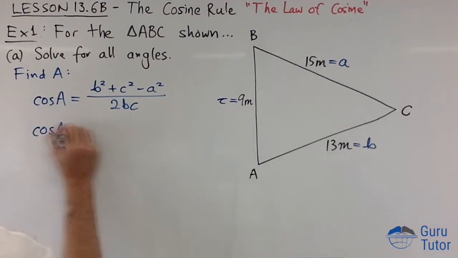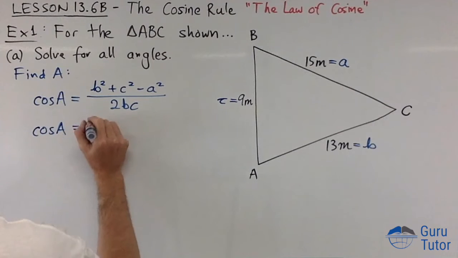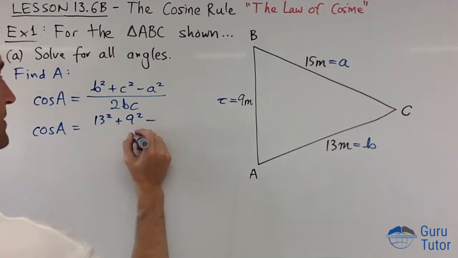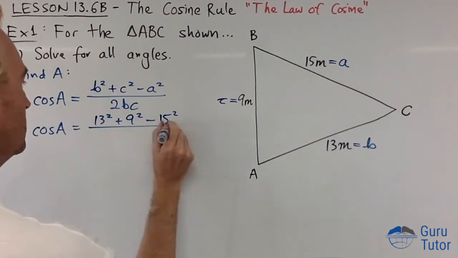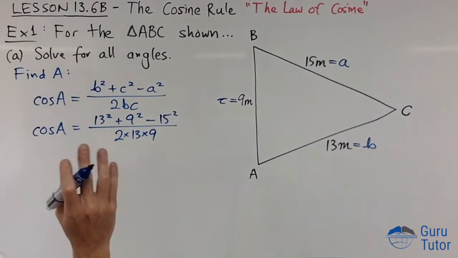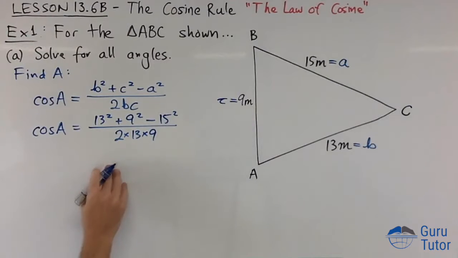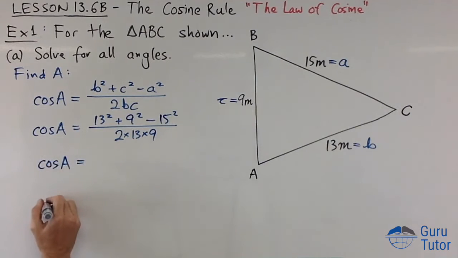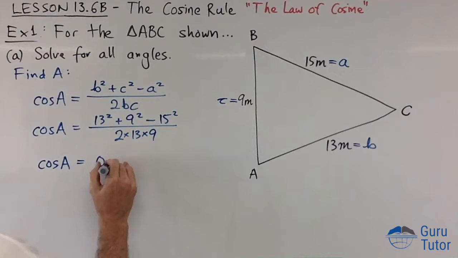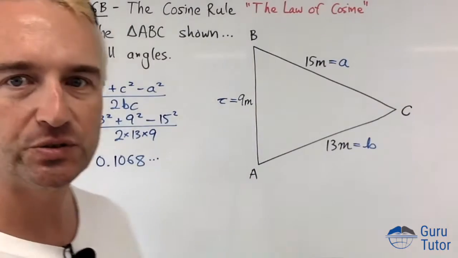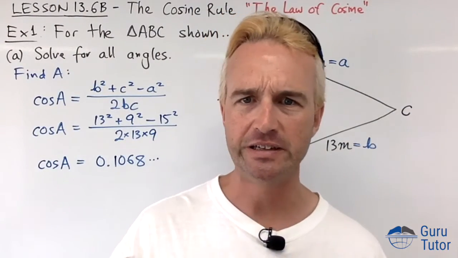Cos A equals b squared, 13 squared, plus c squared, 9 squared, minus a squared, 15 squared, all over 2 times 13 times 9. And you can put that into your calculator. You don't really need to do this next step, but I'm going to do it just to make sure you are using your GDC correctly. You should get cos A equals 0.1068. Try that. Make sure you can get it. If you didn't get it, you made a mistake.